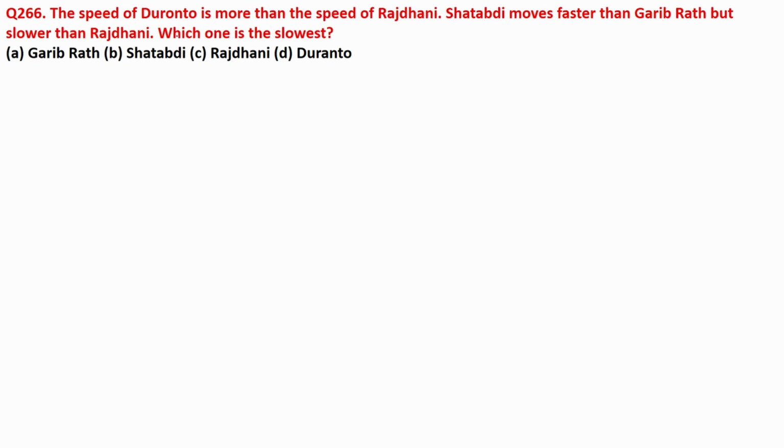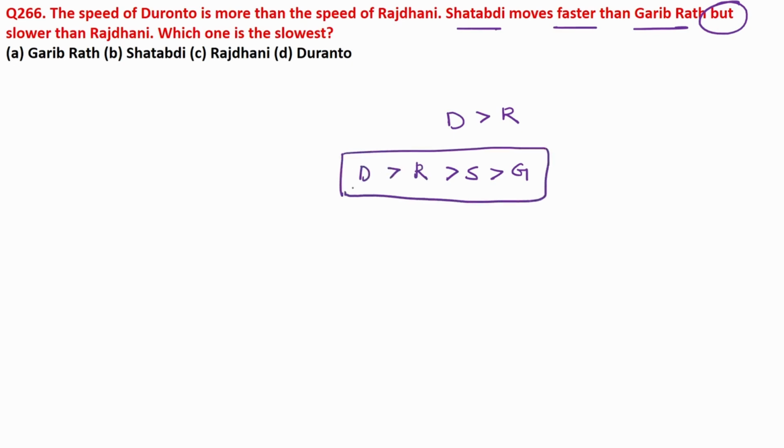Now see, the speed of Duranto is more than the speed of Rajdhani. So Duranto's speed is more than Rajdhani. Shatabdi moves faster than Garib Rath. Shatabdi has more speed than Garib Rath. But remember, these kinds of relations are represented against Shatabdi: Shatabdi is slower than Rajdhani. Shatabdi is slower than Rajdhani means Rajdhani has more speed than Shatabdi. And you already know that Duranto is greater than Rajdhani. So this is the relation we can get from this statement.